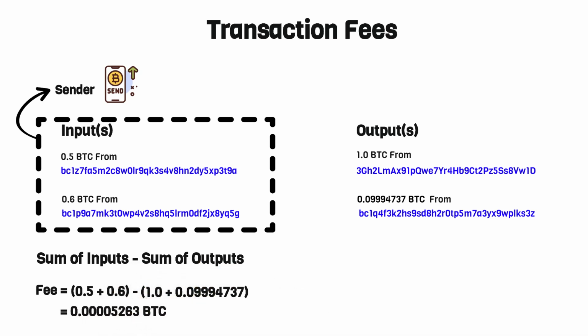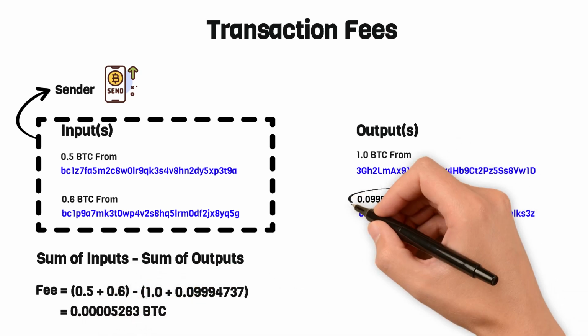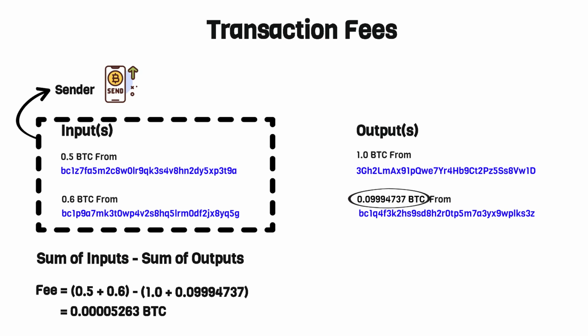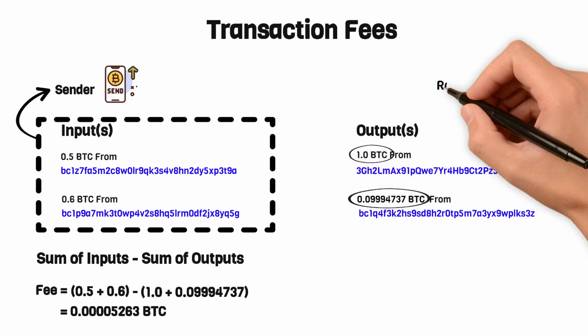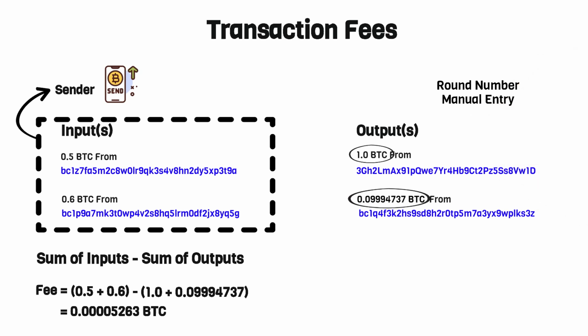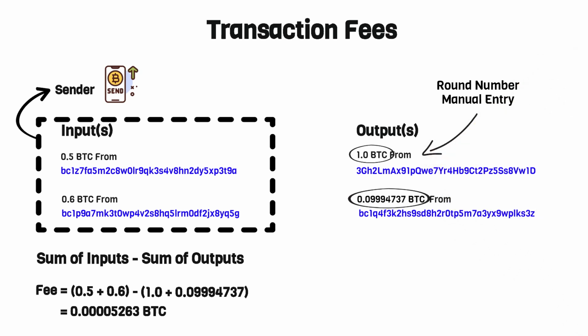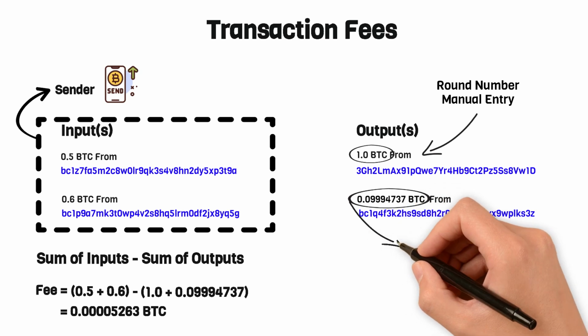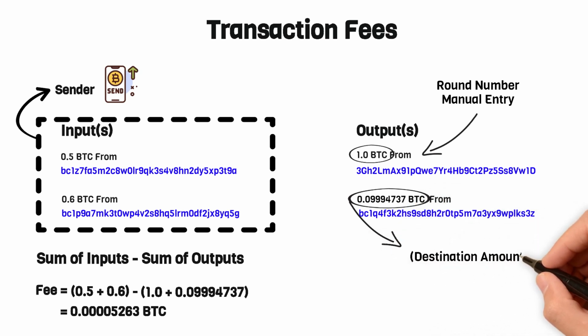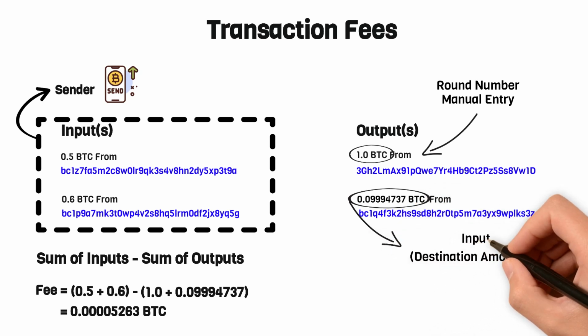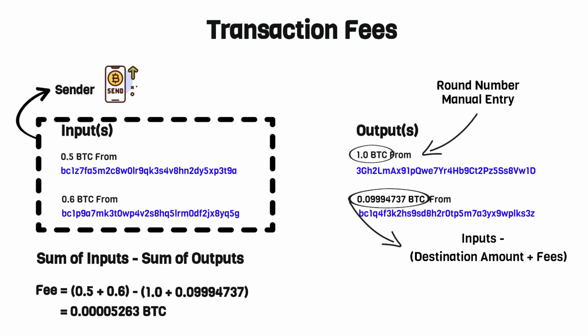And here's something else you'll notice in a Bitcoin transaction. The change amount often has more decimals than the destination amount. That's because the destination amount is usually a clean, rounded number that you typed in manually, while the change amount is simply what's left over after subtracting the destination amount and the fee from your inputs. This is why the change amount often shows up with more decimal places.